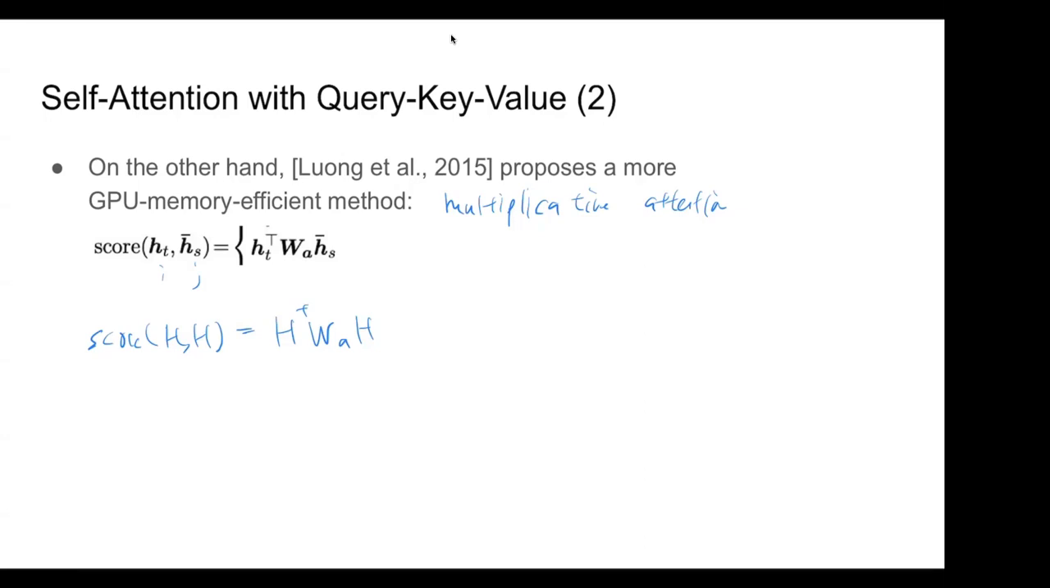Every matrix is, well, H is just a T by D matrix, and WA is just a D by D matrix. So everyone's happy. We never create a super big matrix of T by T by D. That's why it's better to use this Luong attention, or multiplicative attention, in terms of GPU memory efficiency when you're performing especially self-attention, where you're trying to attend on yourself.